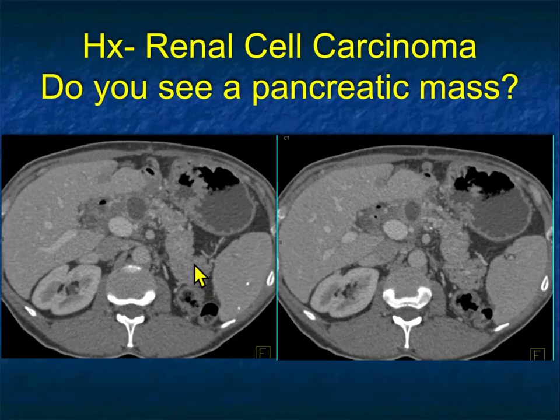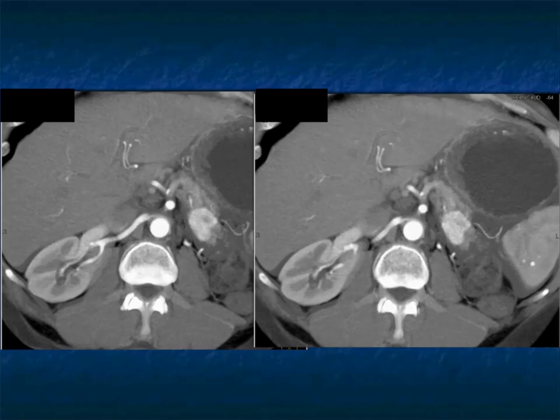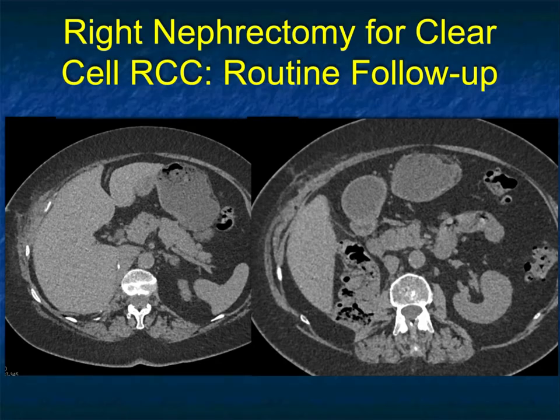I'll go back, even in retrospect. Okay, maybe you could point to something there in retrospect. Everything's visible in retrospect. But this was metastatic renal cell to the pancreas, very obvious when you had arterial phase imaging. So selecting the right protocols becomes very, very important. Again, there's no substitute to thinking about the protocols. Once or twice a year, you need to update your protocols.